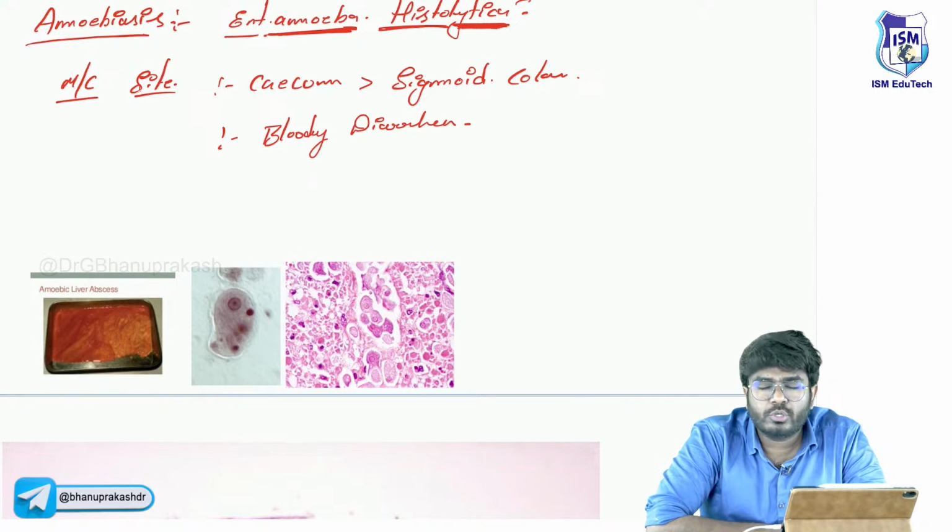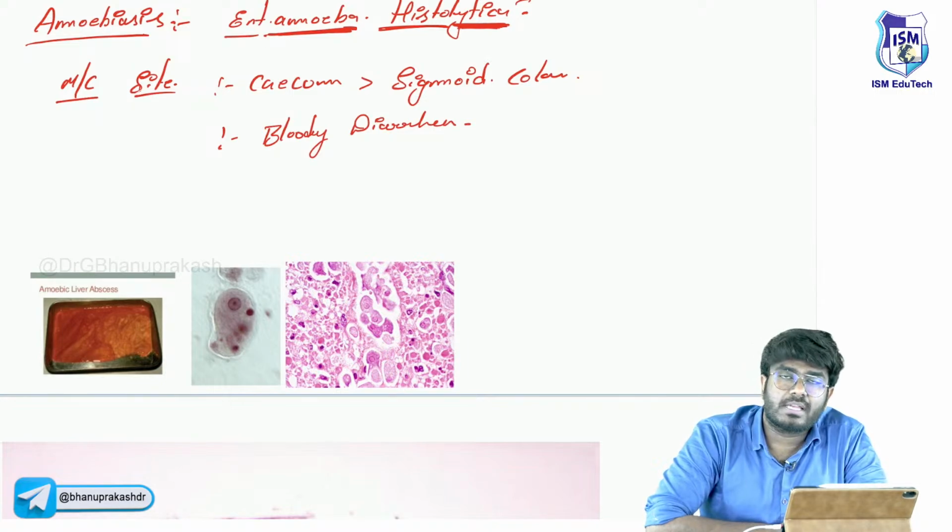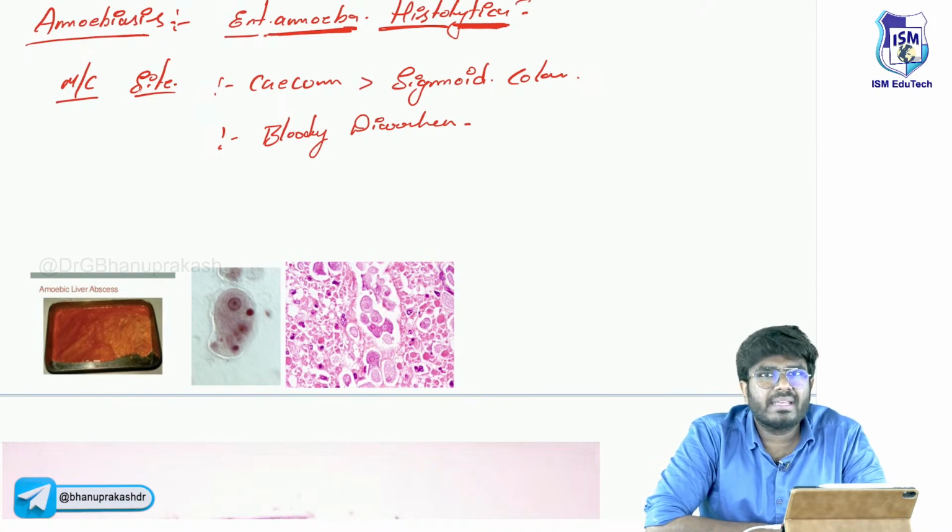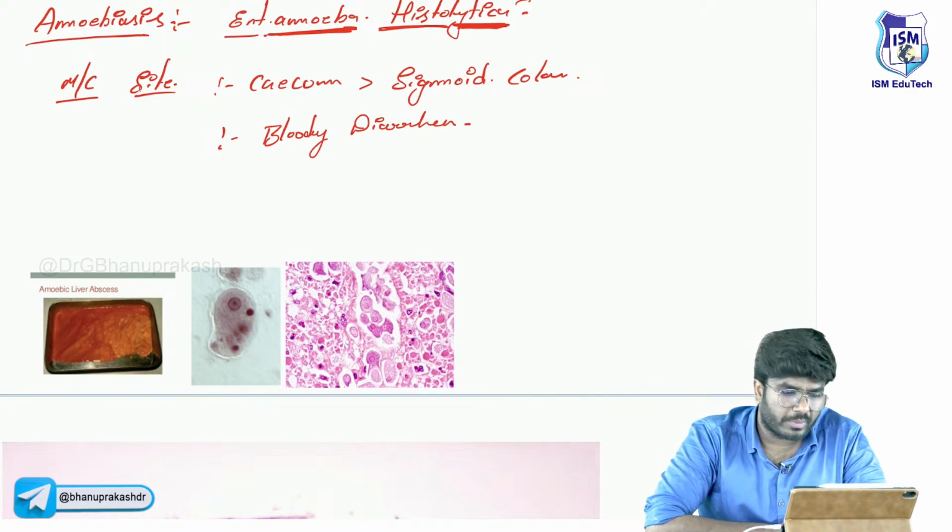I will show you the image also. How to identify the organism? Inside Entamoeba histolytica, you actually see the RBCs. RBCs are present inside this organism. The intestines are getting infected, so there will be malabsorption, and malabsorption symptoms are going to be seen.